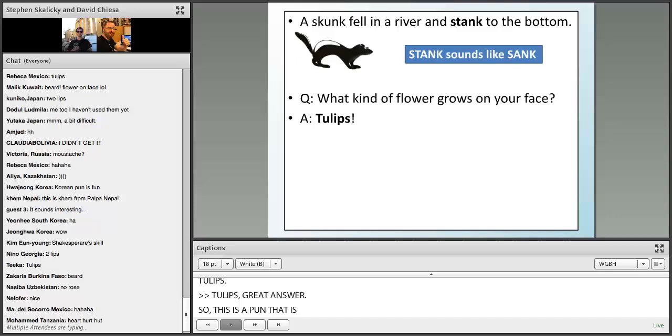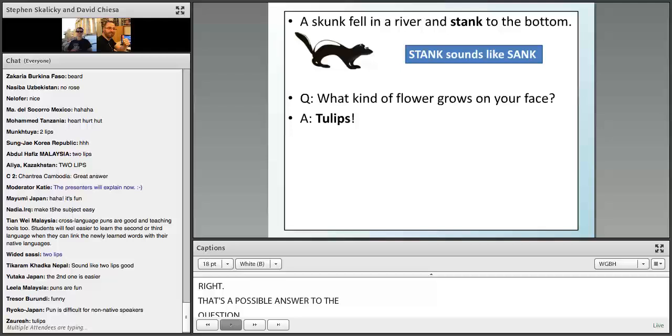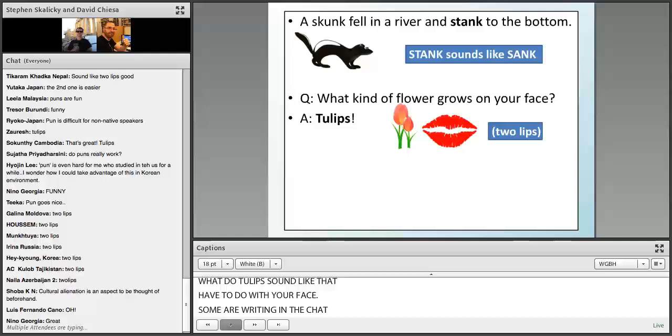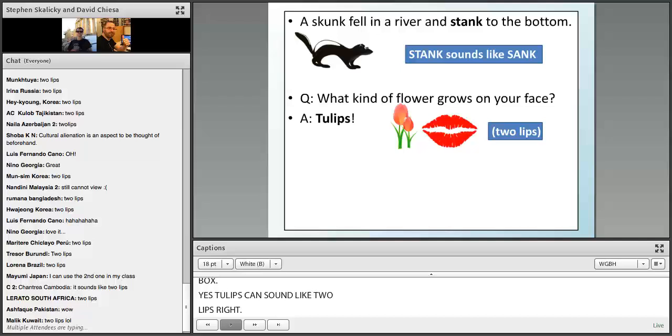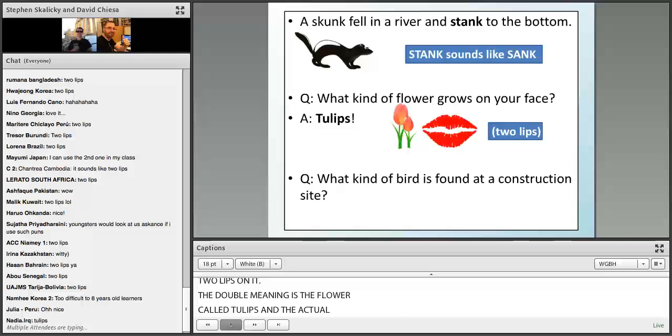Now, tulips are a type of flower, right? So that is a possible answer to this question. Tulips are a type of flower. But what do tulips sound like that could also have to do with your face? And some of you are writing it in the chat box. But right, the word tulips can also sound like two lips, right? So everybody's face typically has two lips on it. So the double meaning here, again, is the flower that are called tulips and then the actual phrase two lips. Okay, got it.